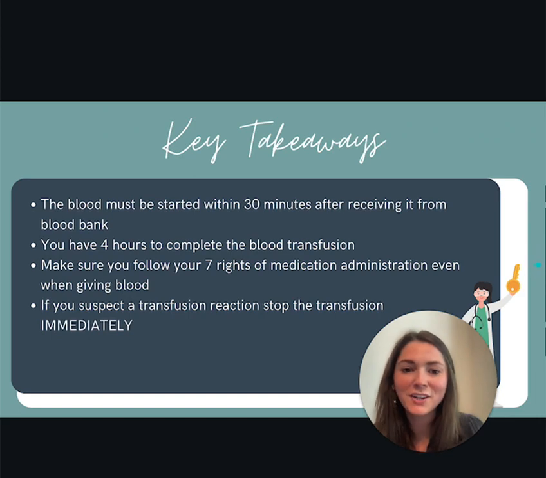Okay, friends, here are some key takeaways to keep in mind for NCLEX. The blood must be started within 30 minutes after receiving it from the blood bank. You have 4 hours to complete the blood transfusion. Make sure you follow your 7 rights of medication administration even when giving blood products. And if you suspect a transfusion reaction, stop the transfusion immediately.